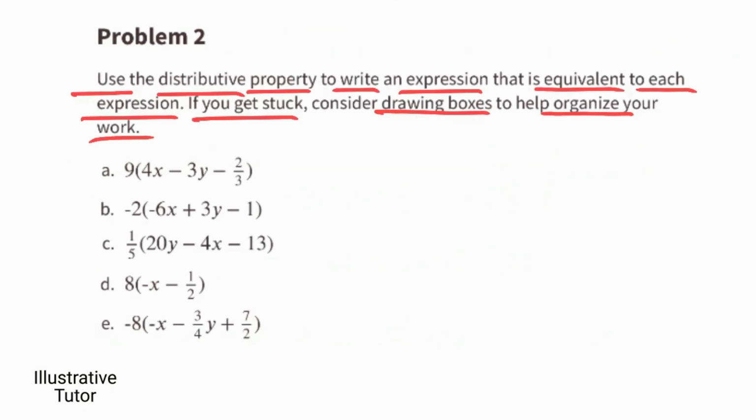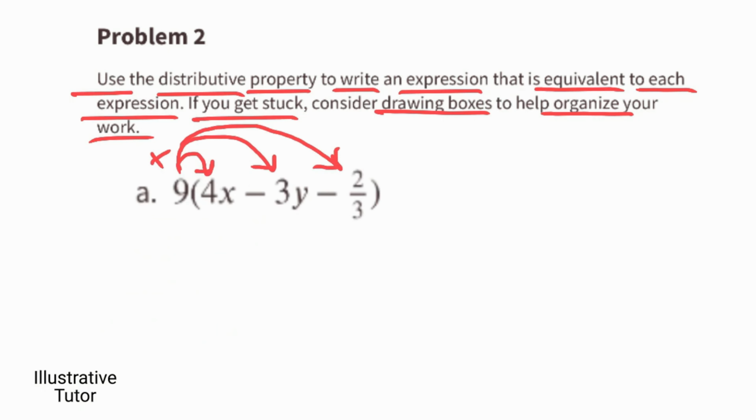Problem number 2. Use the distributive property to write an expression that is equivalent to each expression. If you get stuck, consider drawing boxes to help organize your work. A. 9 times 4x minus 3y minus 2/3. We have 9 times 4x plus 9 times negative 3y plus 9 times negative 2/3.